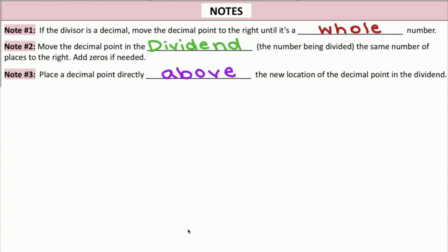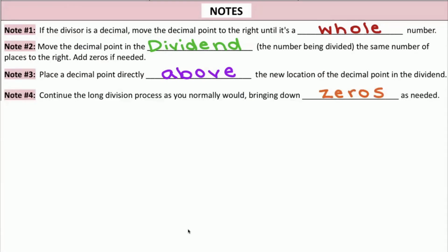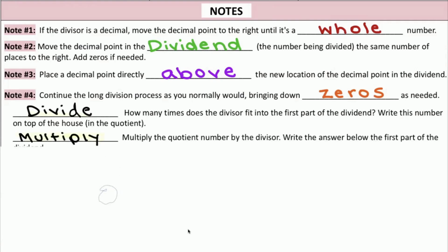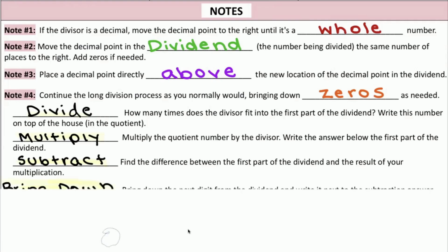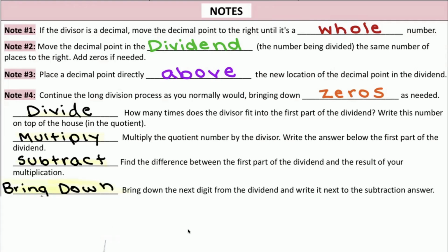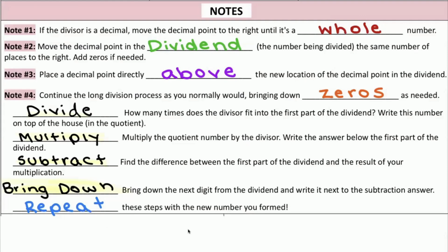Don't forget, we're going to practice this in our examples. It's something we can refer back to for now. Note number 4, then we're just going to treat it like long division. So we're going to continue the long division process as we normally would, bringing down zeros if we have a remainder. Okay, and like I said, we'll go over that in our examples. So our normal long division process is we're going to divide, multiply, subtract, bring down, and then repeat. Pause the video, make sure you have these notes down, then we'll get started with some examples.